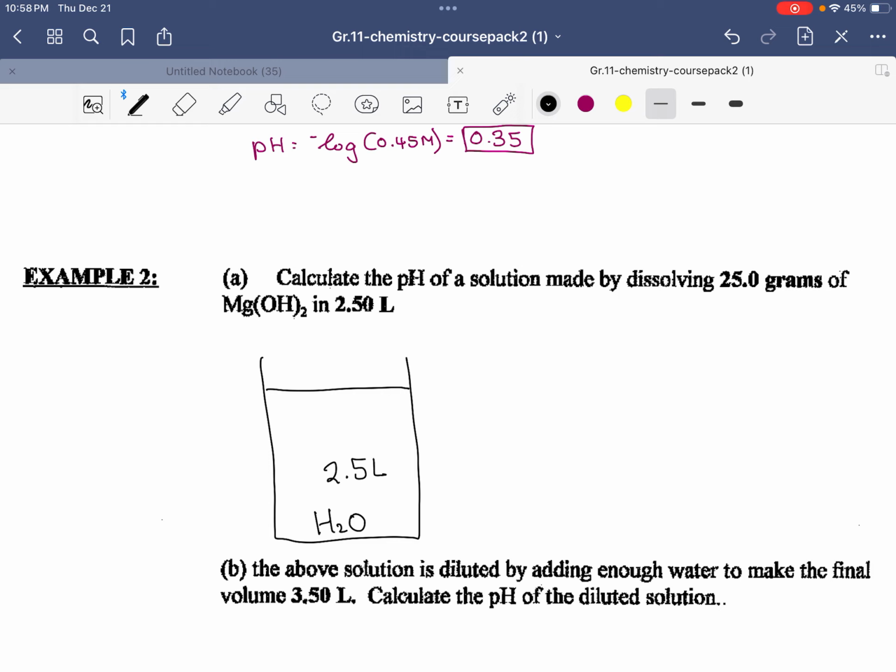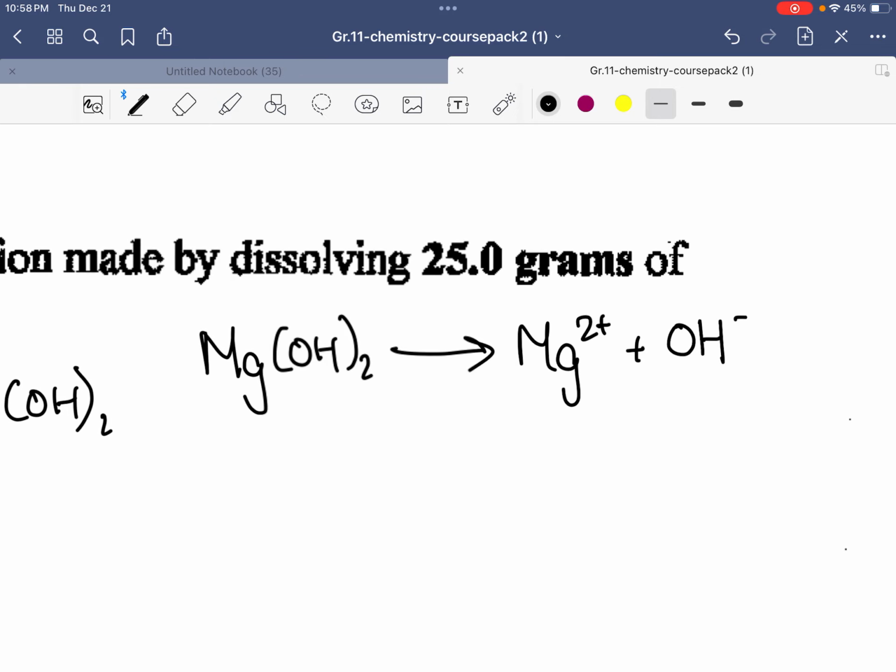2.5 liters of it. And you're going to add 25 grams of this stuff called magnesium hydroxide. It's a metal hydroxide, so we know this is a base. What do bases do? Well, Mg(OH)2 dissociates to give you Mg2+ and OH-. Now, you have to be very careful here, because when you balance it, you should have a 2 here.